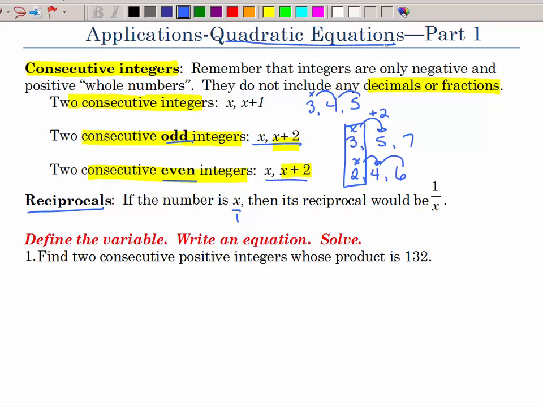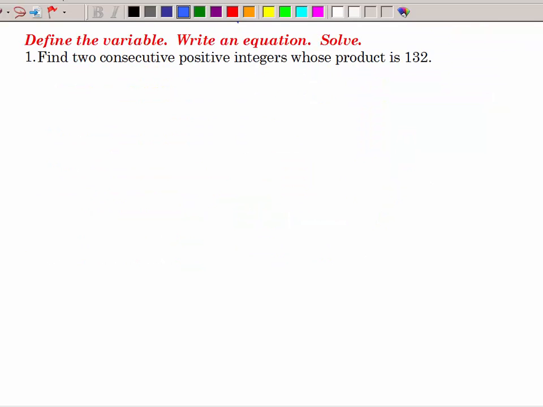Alright, so just like throughout the semester, I've asked you to define your variable, write your equation, and solve. You cannot just give me the answer, even though on some of them you might be able to just figure it out. And that's good, and that way you'll know if you have the right answer. So we want to find two consecutive positive integers whose product is 132. Alright, so positive means our answers cannot be negative.